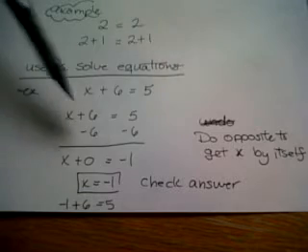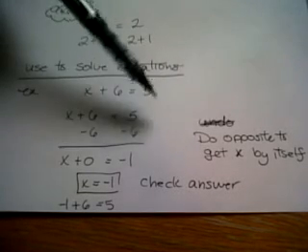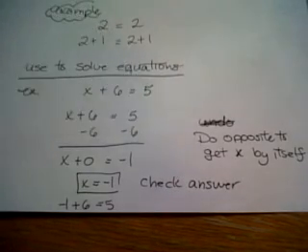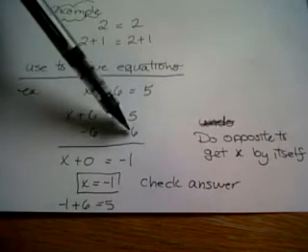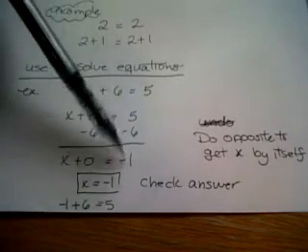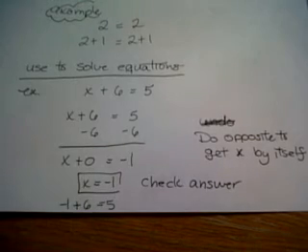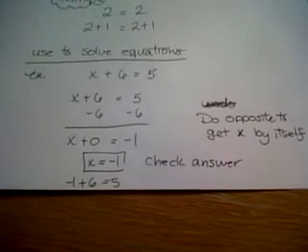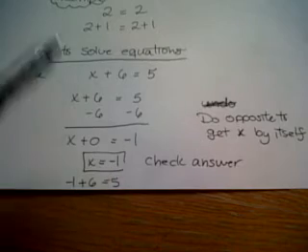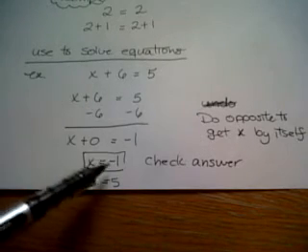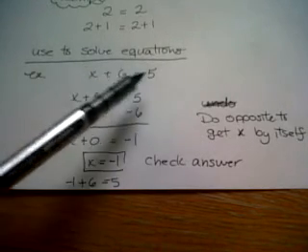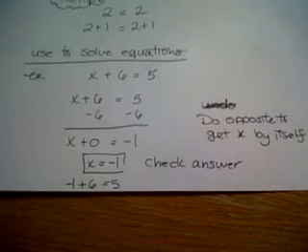But I have to remember, if I do something to one side of the equation, I have to do it to the other side to keep it balanced. So I'm going to take 5 and subtract 6, and I end up with a negative 1. It turns out x equals negative 1. That's going to be my answer. I can check that answer by substituting it back into the equation. So I have negative 1 plus 6. That gives me a 5.